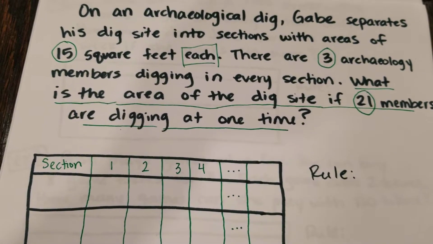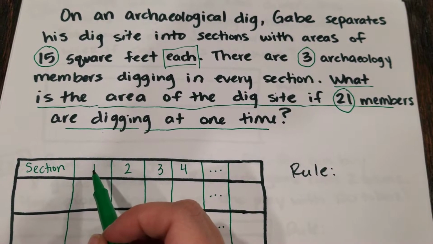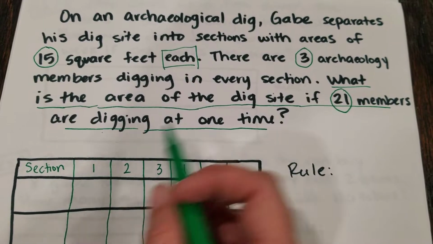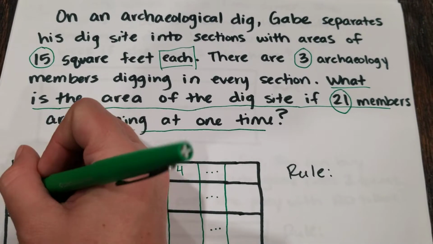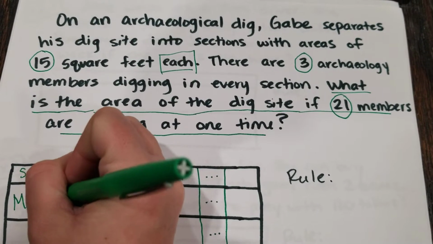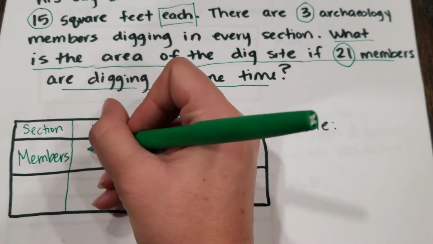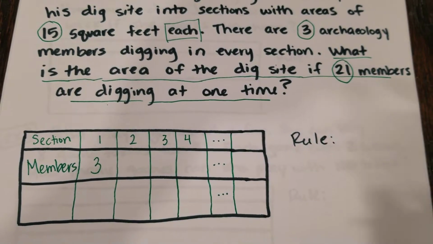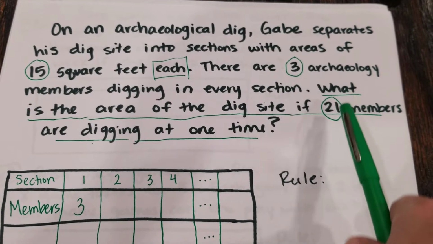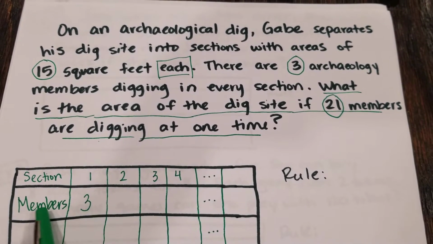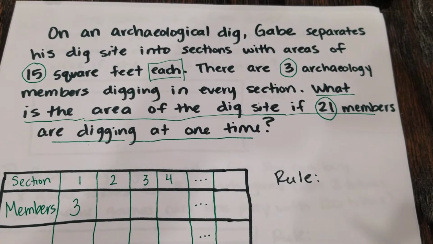Okay, so in one section, let's see, we know that there's 3 people in each section, right? 3 archaeology members are digging in every section. So we'll make this first category members, right? Members. Okay, and in that first section, there's 3 members, right? Okay, so what could the last line be? Go back to our word problem. The other number we have, like 21, is what we want to find out when there's 21 members. So we're going to bring this out to 21. We're going to want to find when this is 21 over here.